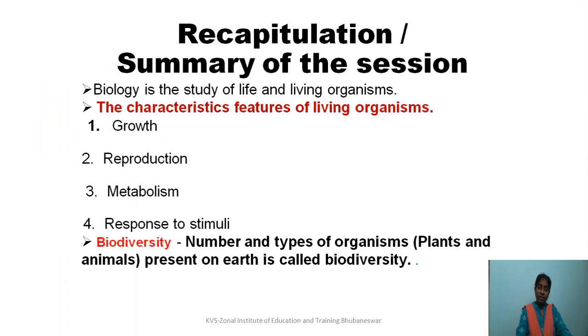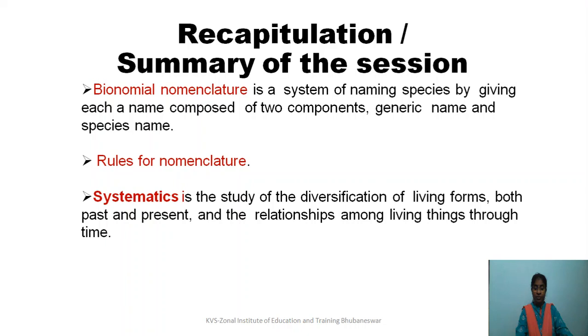Now let us recapitulate, that is, a summary of the session. Biology, the study of life and living organisms. Characteristic features of living organisms: growth, reproduction, metabolism, response to stimuli. Then diversity, that is the number and types of organisms. Plants and animals present on this earth are called biodiversity. Binomial nomenclature is a system of naming species by giving each a name composed of two components, generic name and species name. Rules for nomenclature, and next one is systematics. It is a study of diversification of living forms, both past and present, and the relationship among living things through time.